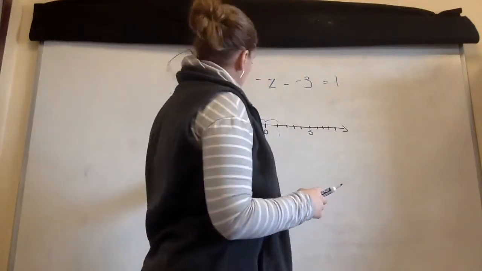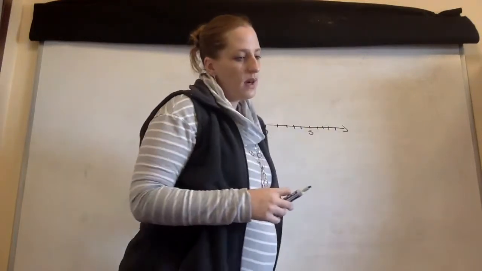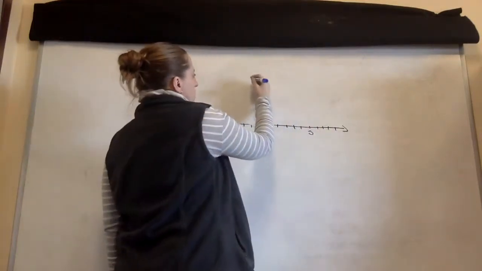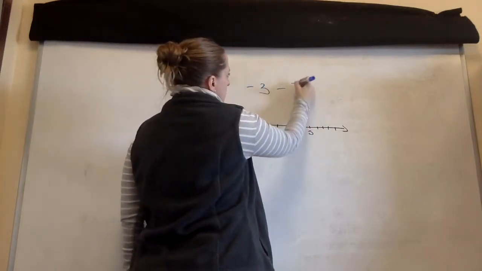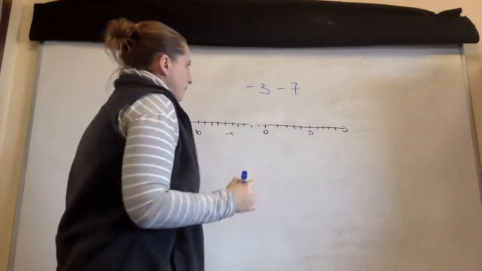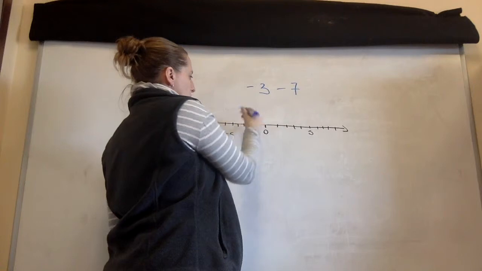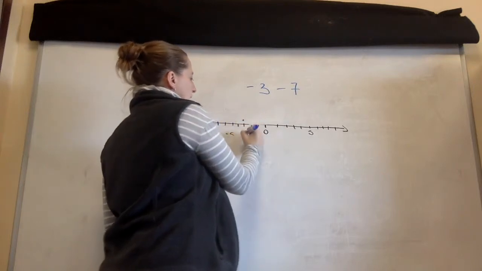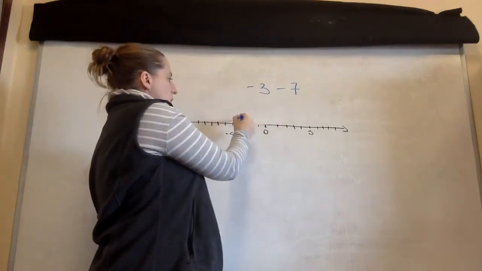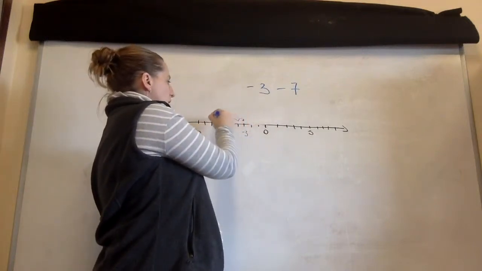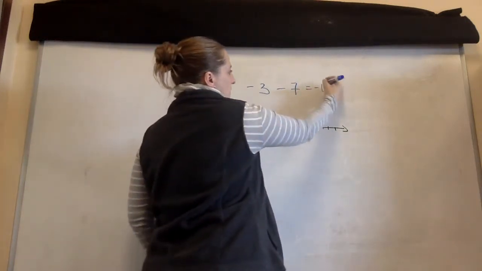All right, let's do one more example. Oops, I want to erase my number line. So for our last example, let's do -3 minus 7. So I'm going to start at -3. 0, 1, 2, 3. So starting here at -3, and I'm taking away or moving to the left. 1, 2, 3, 4, 5, 6, 7, which ends me at negative 10.